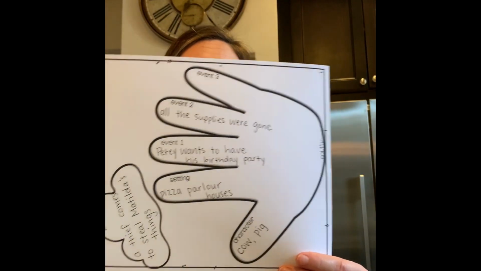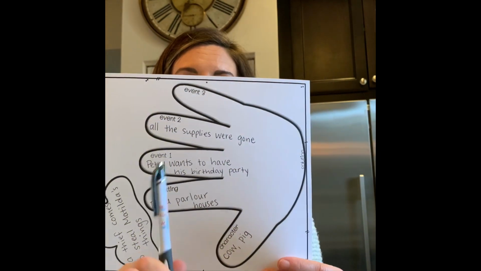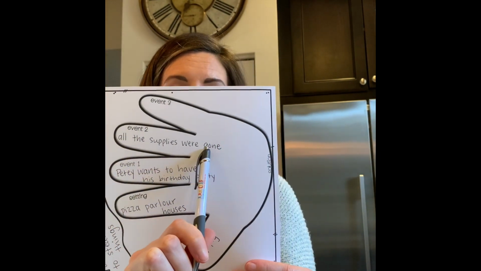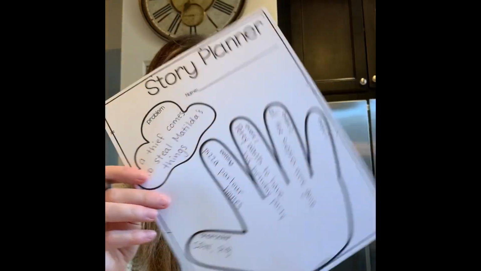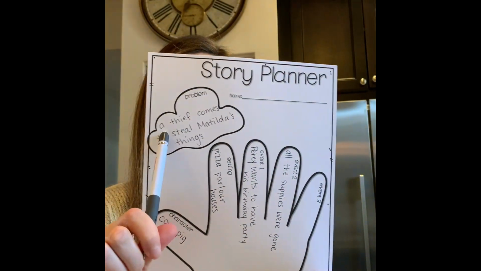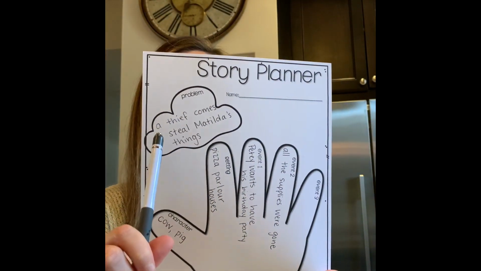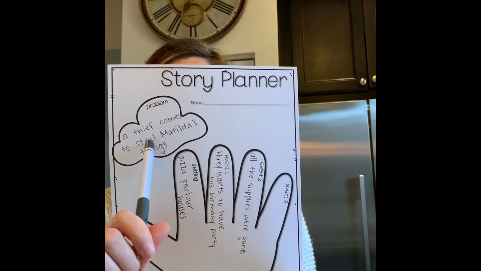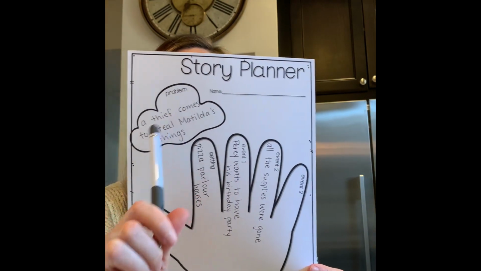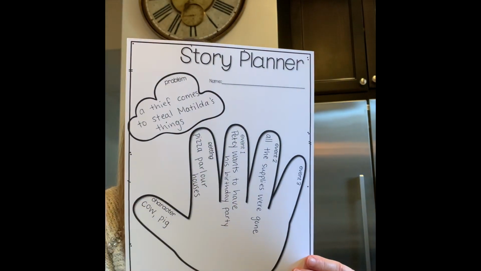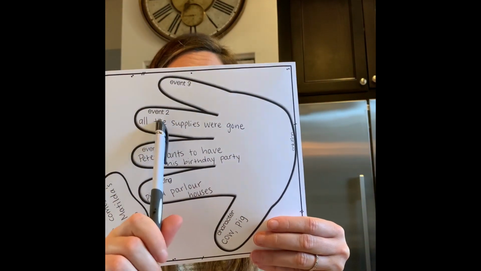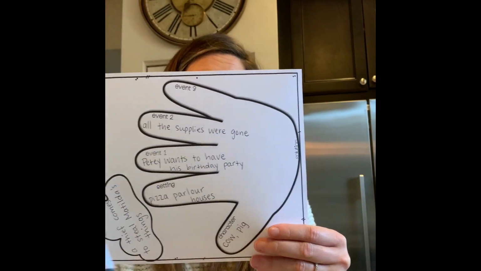So for my next event, event number 2, I wrote, all the supplies were gone. I phrased that a little differently than how I phrased my problem here. I wrote, a thief comes to steal Matilda's things. That's just a little bit different than what I said here. All the supplies were gone, but really it's the same thing, right?